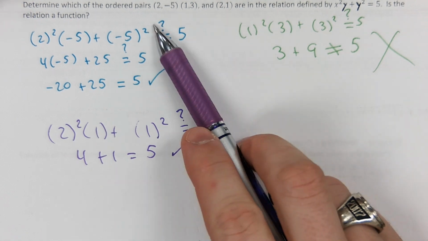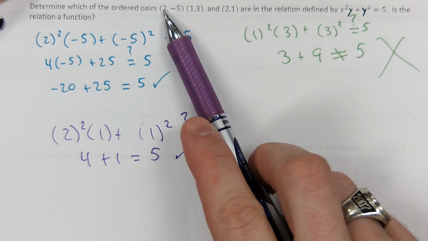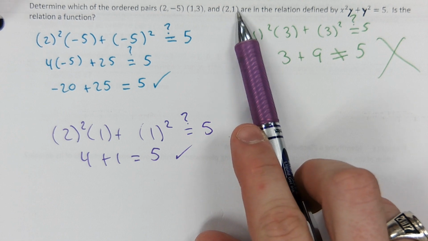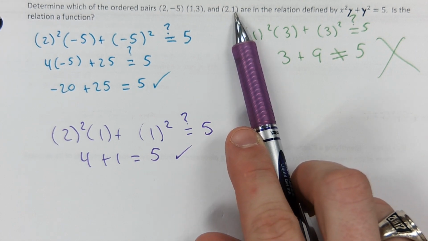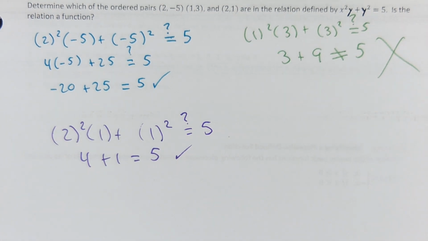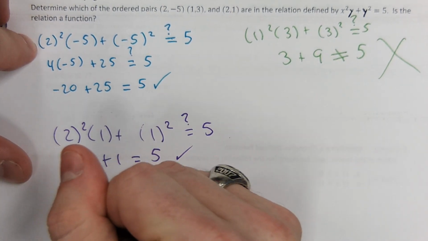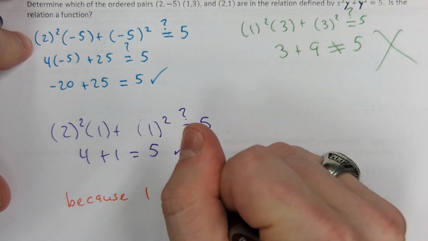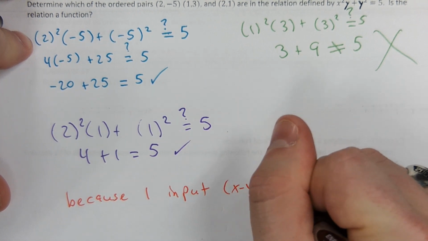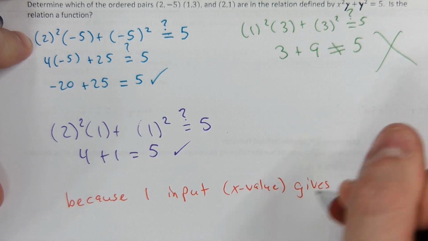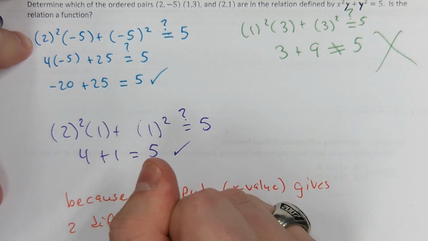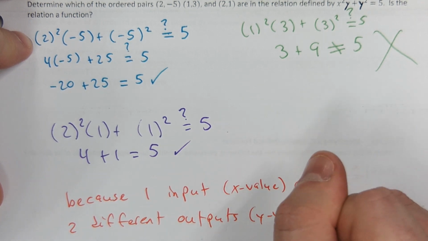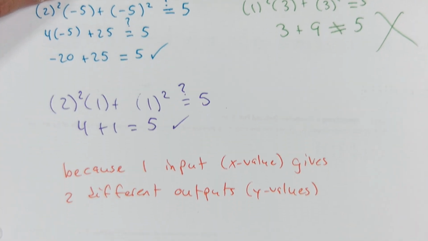So right here we have x equals 2. If this is our calculator, you did some math with the number 2, and it gave you the result of negative 5. And then the next time you use that math with 2, it gave you the result of 1. Your calculator's broken. It's clearly not functioning correctly. So because one input, or x value, gives two different outputs, or y values, this is not a function.